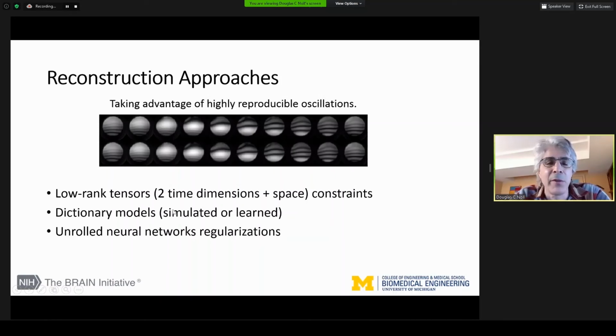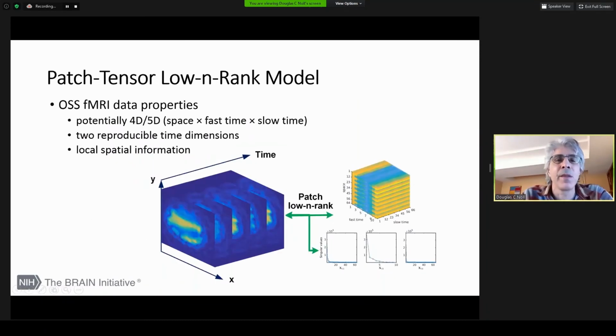and use that in image reconstruction, kind of a way to constrain the reconstruction. And we've also been looking at unrolled neural networks as regularizers, again trying to learn this structure via neural networks. Here's an example of the low-rank tensor models.